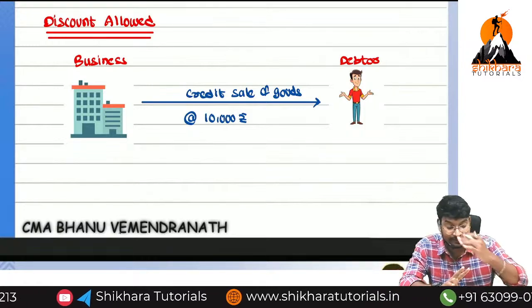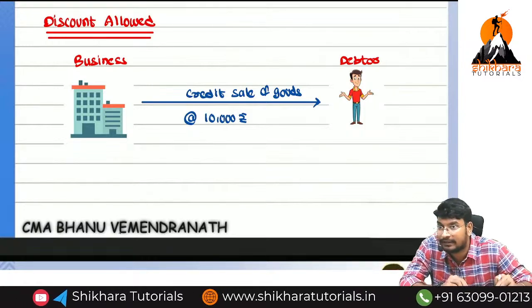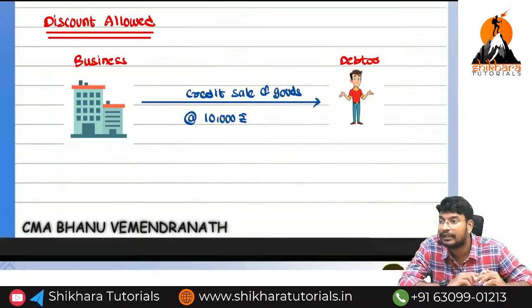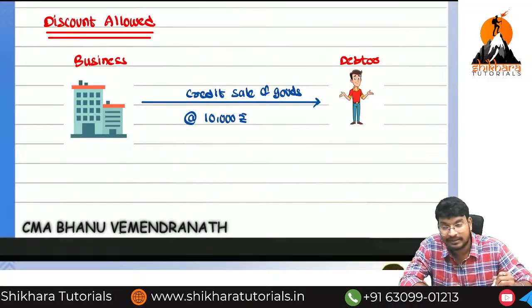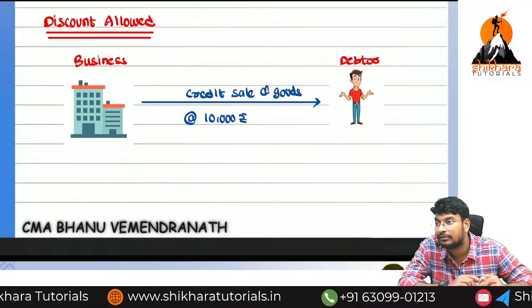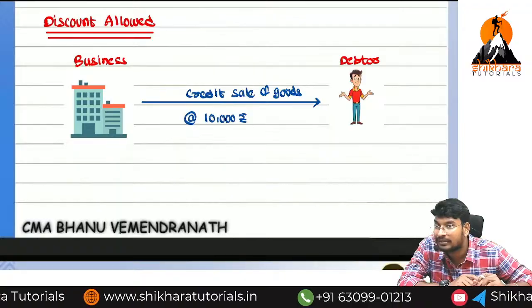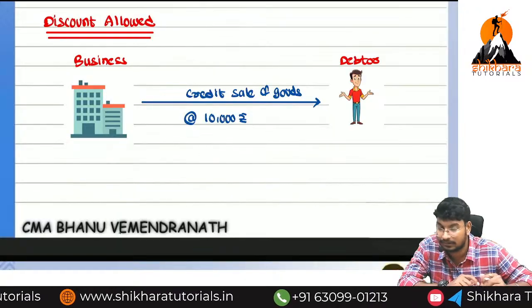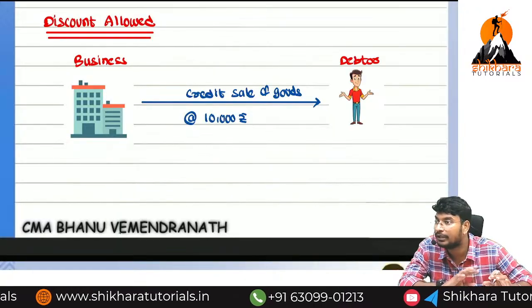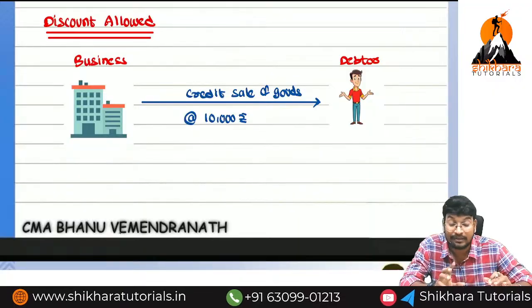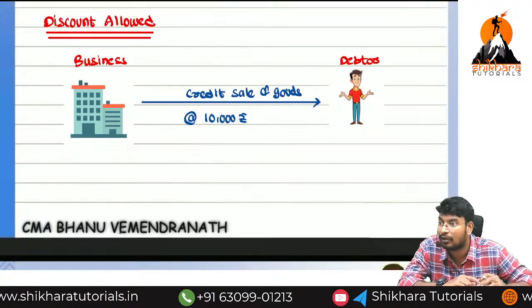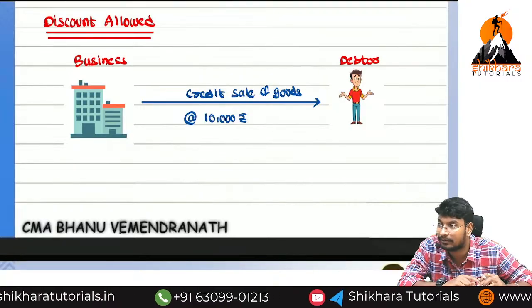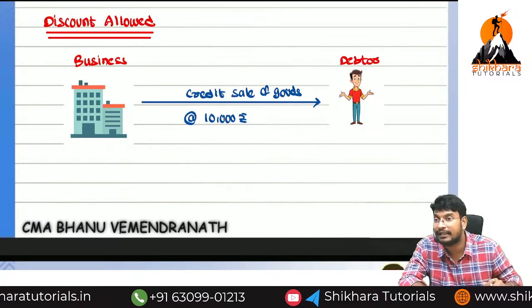Now this is a transaction. This is a monetary transaction. Now we need to record it in the books of accounts. How much sales have you recorded in the books of accounts? 10,000 rupees. This is a credit sale, or normally we call it sales. That means how much income have we recorded? 10,000.